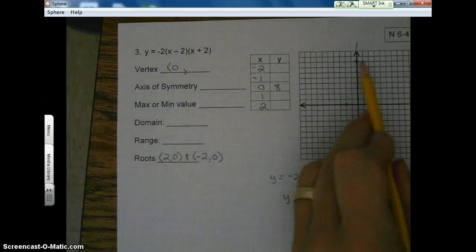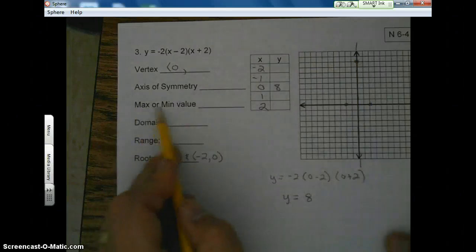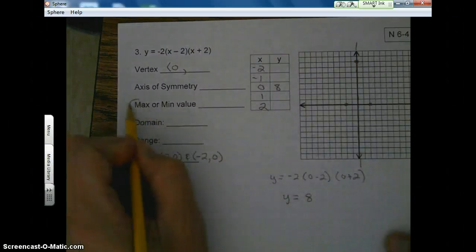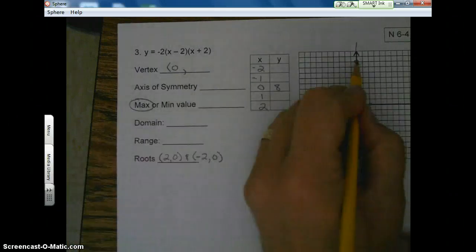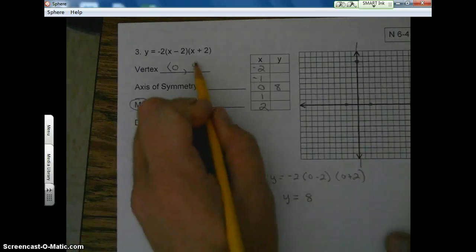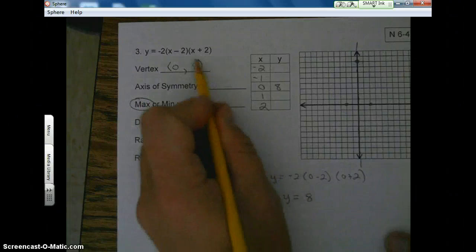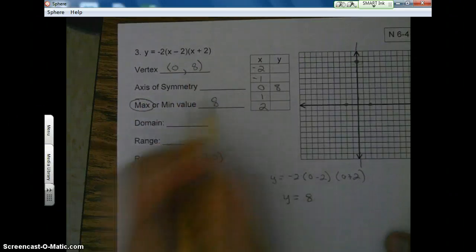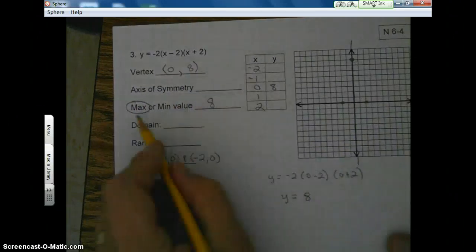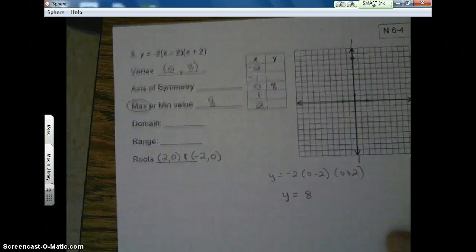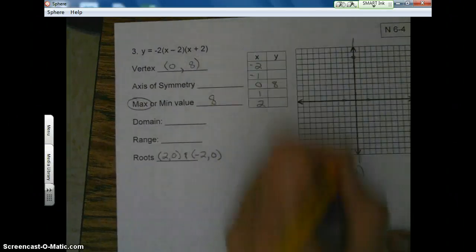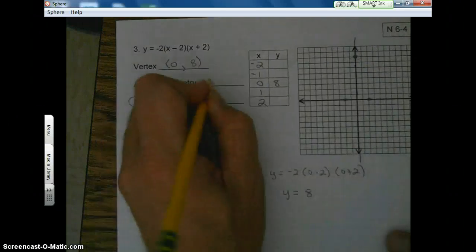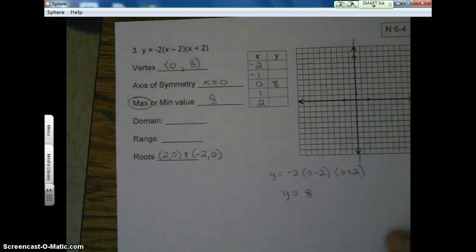So that means that our vertex is going to be a what? A max or a min? Max, because it's the highest point. The value, remember, the value is the y-coordinate. So the value is 8. It's a max value of 8. Axis of symmetry, x equals 0. Okay.